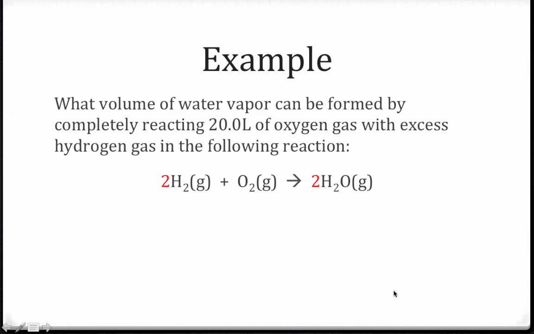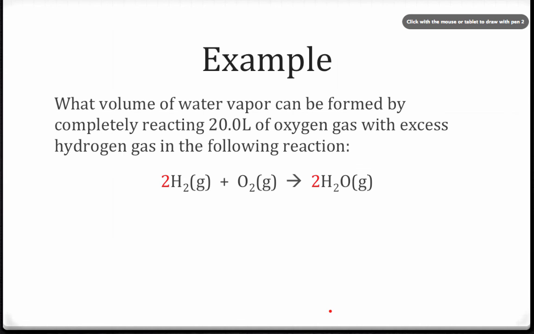To wrap this up, we'll talk about one example of a problem that deals with this little shortcut. The question we would ask then is, what volume of water vapor can be formed by completely reacting 20 liters of oxygen gas with excess hydrogen gas in the following reaction? Now we could go through all the trouble of figuring out how many moles of oxygen gas this is, use the mole-to-mole ratio, and then convert back into volumes of the other one. That would involve many stoichiometry steps, many PV equals nRT steps.